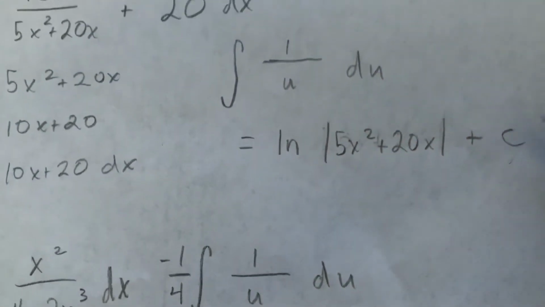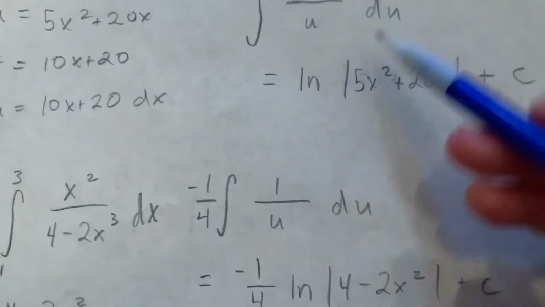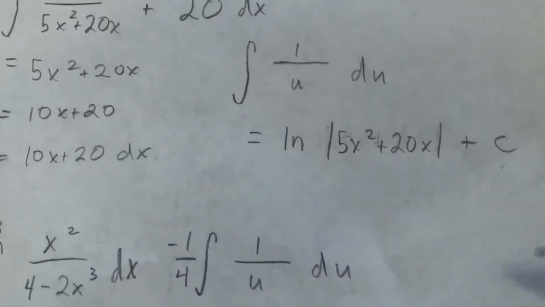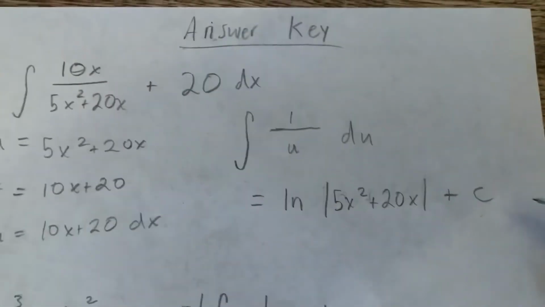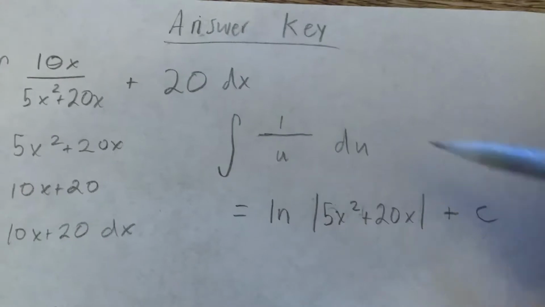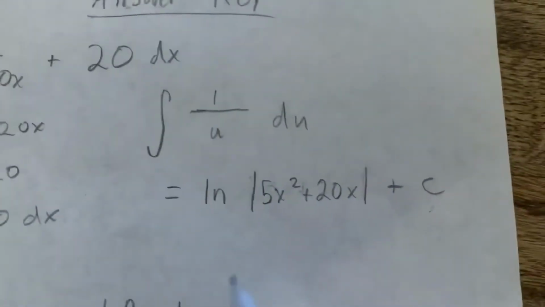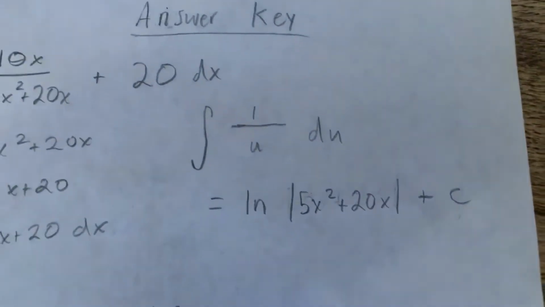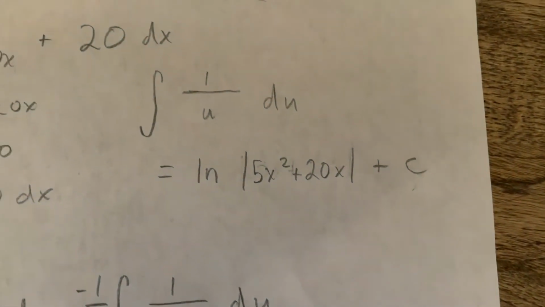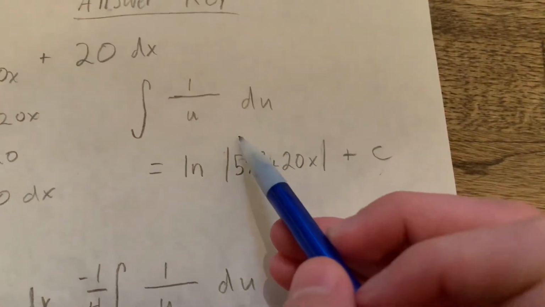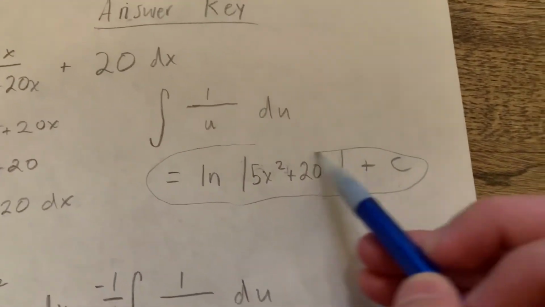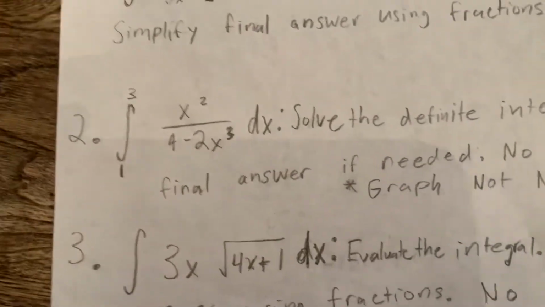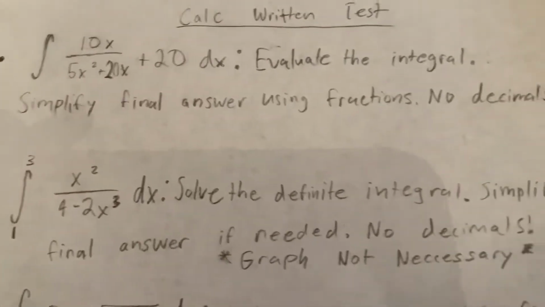So now the last step I had to do was plug in u, which was 5x squared plus 20, and we know with our log rules that the integral of 1 over something is the same as writing ln absolute value of u. So then I just plugged it in to get ln absolute value 5x squared plus 20x plus c, which was my final answer.